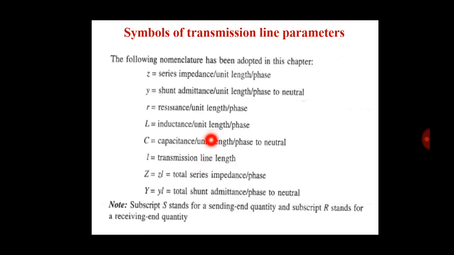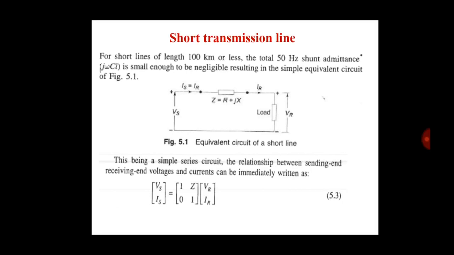Capital Z is equal to small z into small l, that means the total series impedance per phase, and capital Y is equal to small y into small l, that means the total shunt admittance per phase to neutral. Here the subscript S stands for a sending end quantity and subscript R stands for a receiving end quantity. Now first we see the short transmission line.